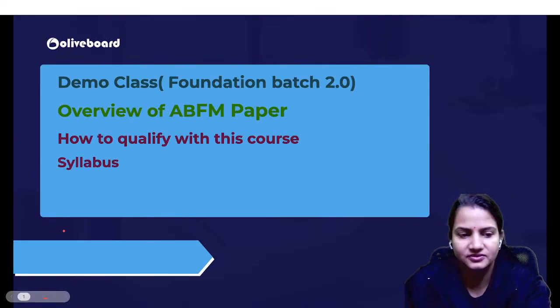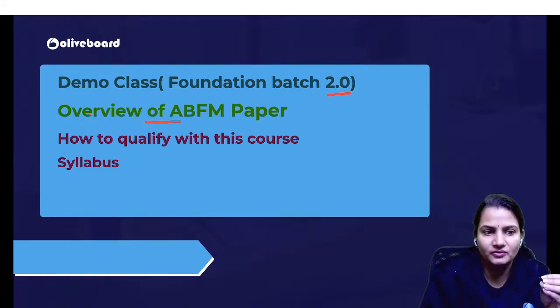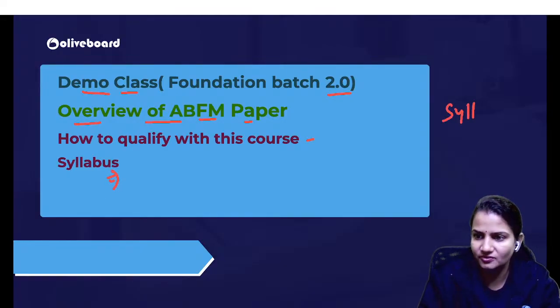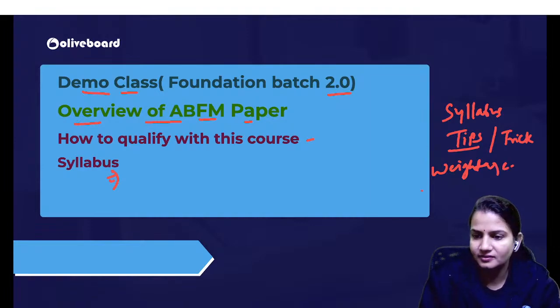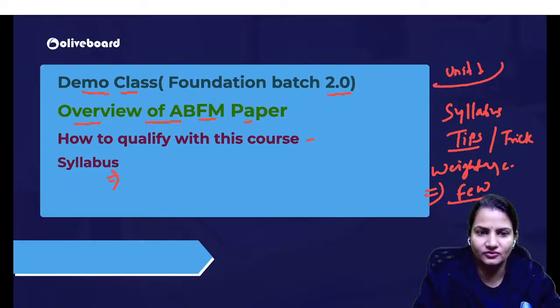All right, so let's start our session. This is the demo session for your Foundation Batch 2.0. Today we will be doing the overview of the ABFM paper. It's the first class, the demo class, and how you can qualify with this specific course. In today's session, we will cover the overview of the syllabus, some tips and tricks on how to clear this paper in a single attempt, the weightage of every module, and a few topics of the ABFM paper. Unit number 1.